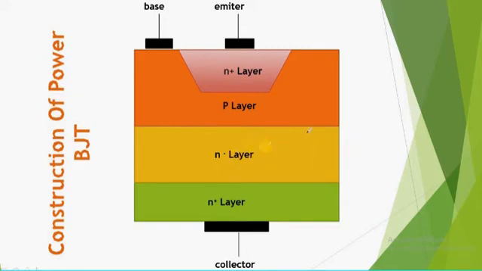And compared to normal BJT, power BJT has an extra layer, that is a lightly doped N layer. This is also known as collector drift region. Because of this layer, it blocks high voltage in off state and has high current carrying capacity in on state. That's why power BJT is used for high power application.